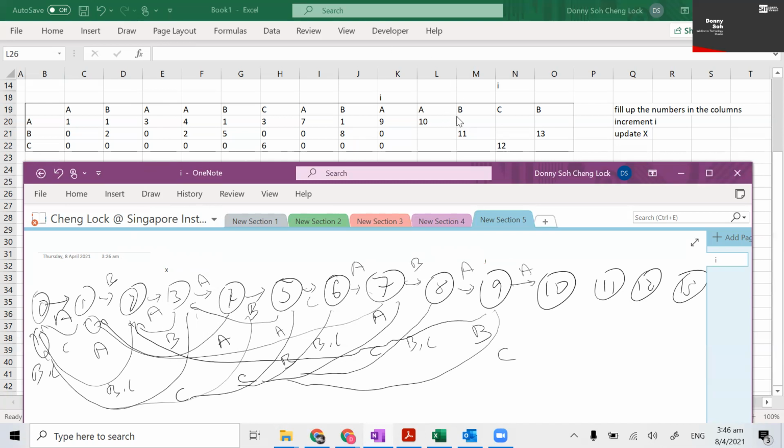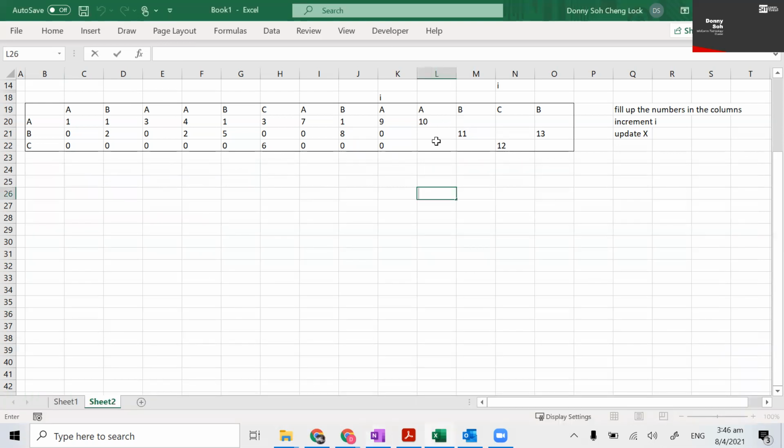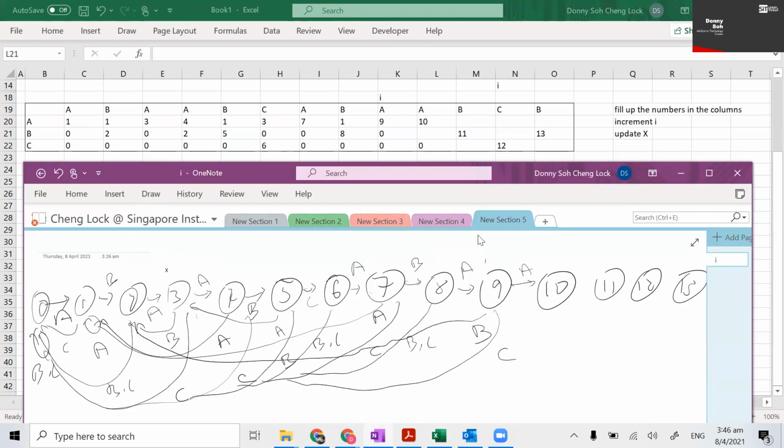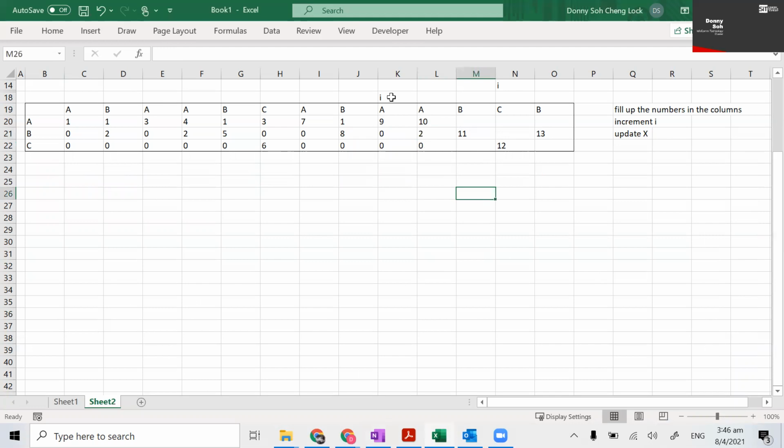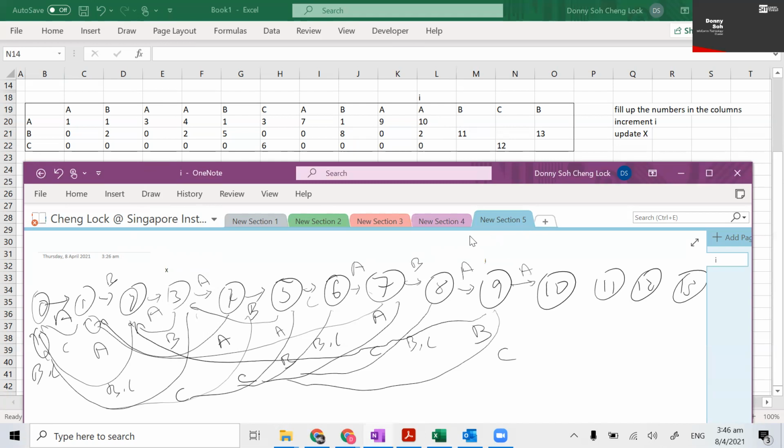Okay, so let's see. Let's say C will go to 0, and B will go to state 2. Then increment my I. Increment my I and update my X. What happened to X if I see an A? You go to state 4. Now I'm at state number 10. From 10 to 11, it requires a B. What happened to state X?